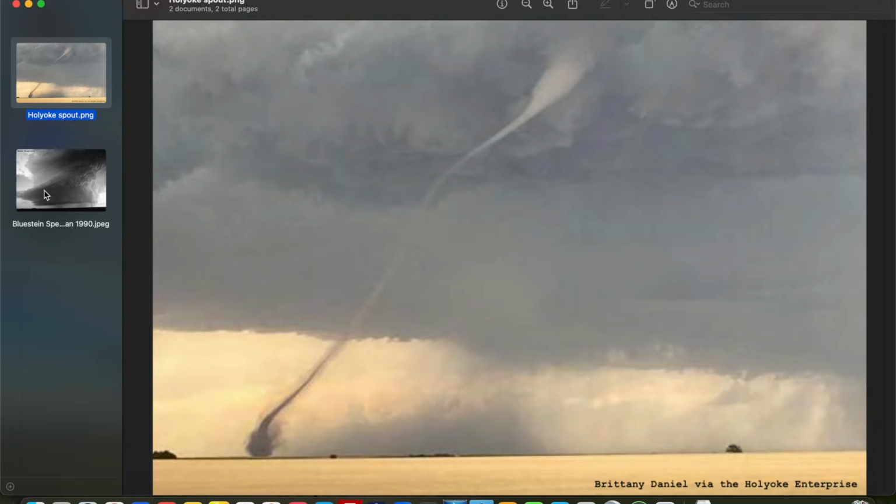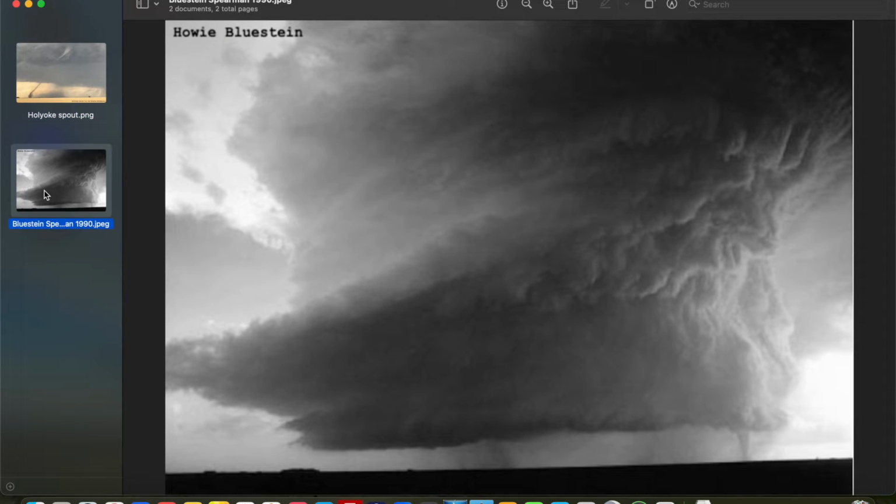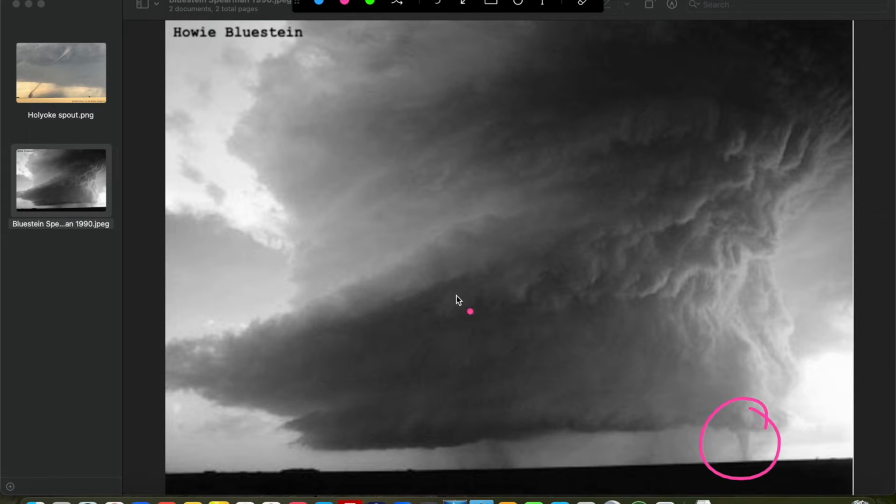First, let's define what a landspout tornado is. Most tornadoes, and especially the vast majority of your strong to violent tornadoes, are spawned by thunderstorms with a rotating updraft, i.e. supercells. So the thunderstorm, a supercell, has a rotating updraft or mesocyclone, and the dynamics at play with that mesocyclone help to give birth to the tornado. You can see, for example, here, this is a classic picture from Howie Bluestein of the Spearman, Texas tornadic supercell in 1990. You can see the tornado here clearly associated with a rotating thunderstorm. Supercell, you can see the rotation here just by looking at the photo. This would be a mesocyclonic tornado.